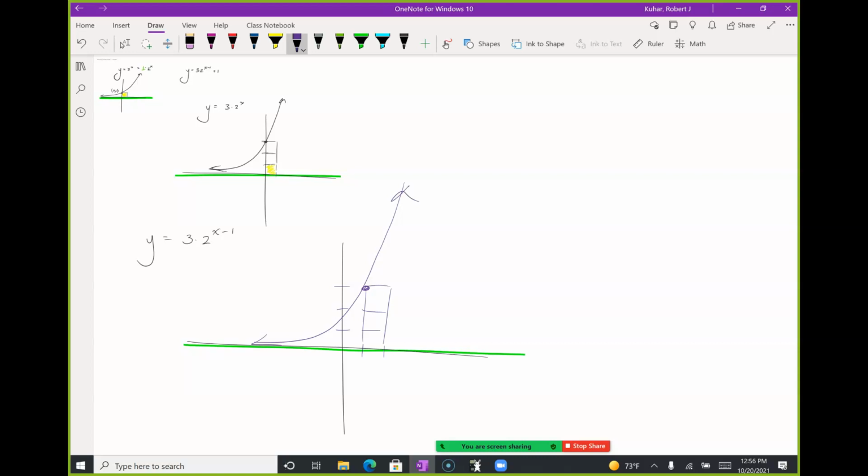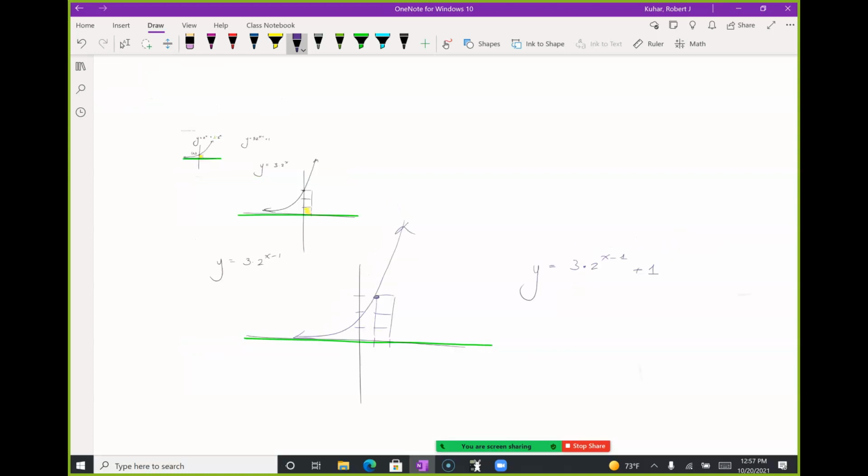Shifting it over 1 to the right. Remember, x's behave inversely. So this says my new input is x minus 1, right? So what makes that 0 is 1, so I'm shifting everything to the right 1. And then what happens next? Where's everything going to move now?